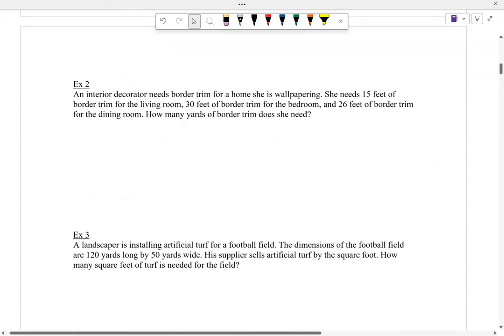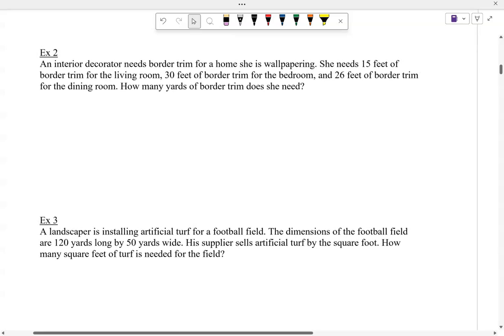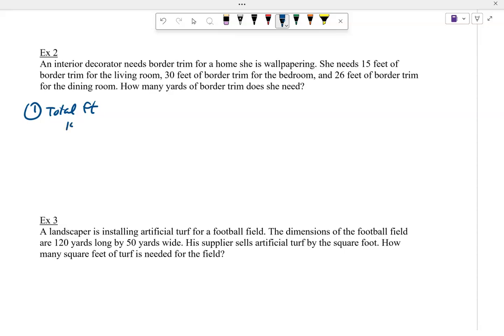An interior decorator needs border trim for a home. She needs 15 feet of border trim for the living room, 30 feet of border trim for the bedroom, and 26 feet for the dining room. How many yards of trim does she need? So first of all, how many total feet do we have here that we need trim? 15 feet, 30 feet, 26 feet. So it looks like I have 45 plus 26. So we got 71 feet.